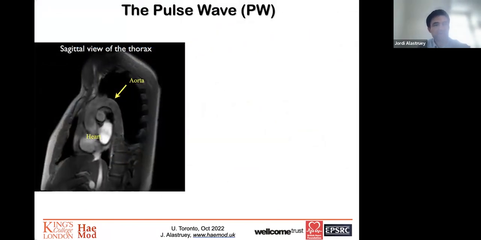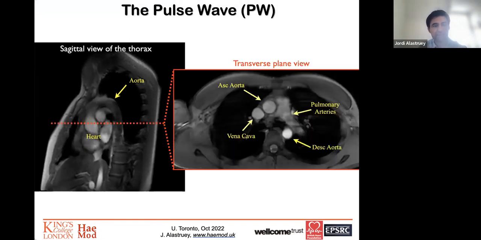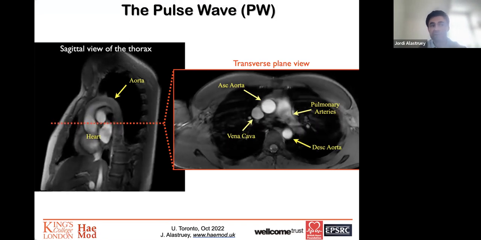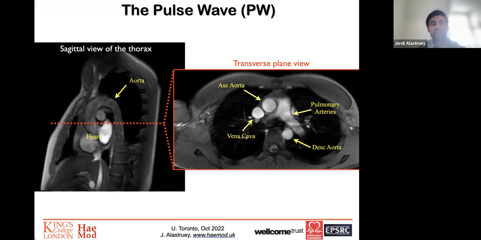So the pulse wave is the product of the beating heart interacting with flexible arteries. When the heart pumps blood into the aorta, the aortic wall is distended and compressed, and this generates a distension compression wave of the arterial wall, which is called the pulse wave, that propagates through the arteries. And the pulse wave leads to a rhythmical expansion and contraction of all arteries. So for example, it produces the pulse that we can feel in the wrist.